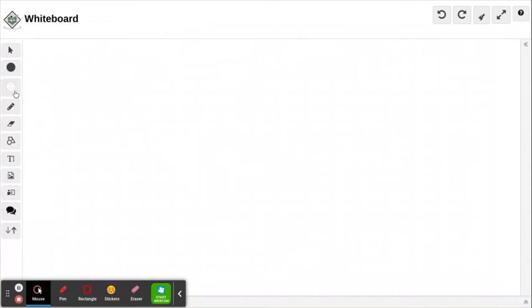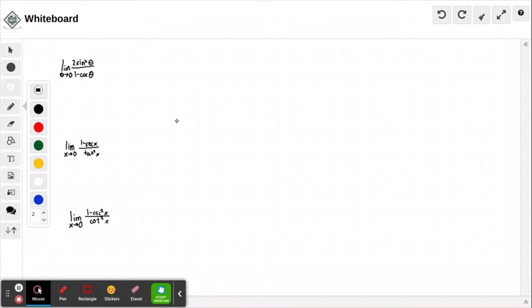So, for the first example, I'm going to write out a few examples, and we're going to work through them one by one. All right, I have written out your three examples. Pause and solve this first one at the top. The limit of 2 sine squared of theta over the quantity 1 minus cosine of theta as theta approaches 0.